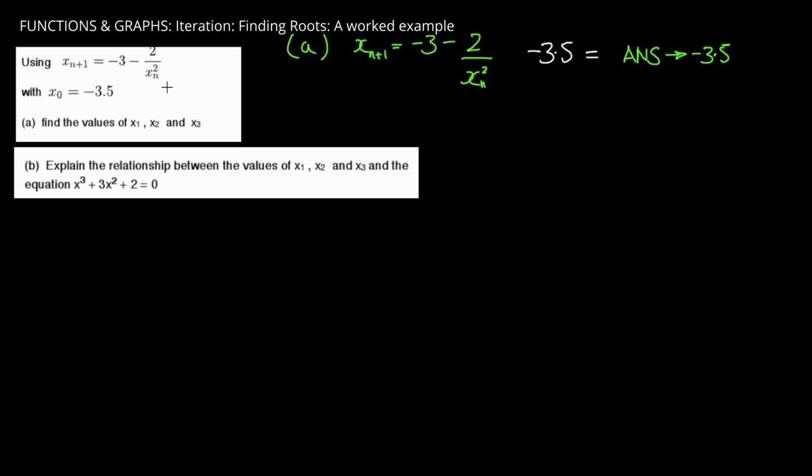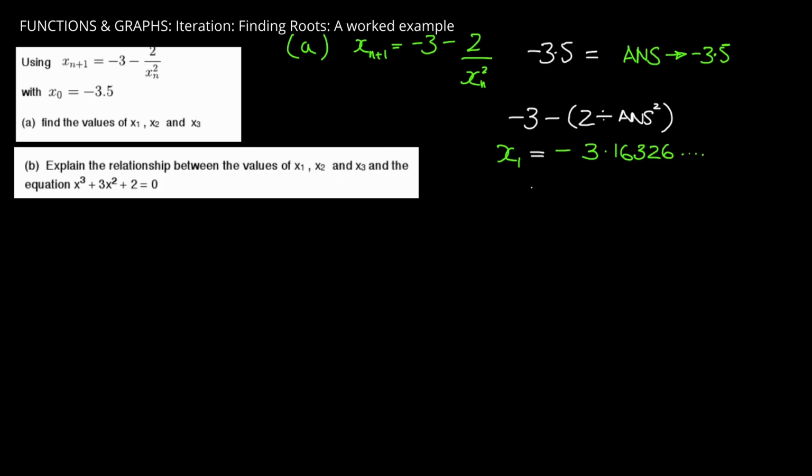So what we now need to do is enter the formula into the calculator with that button answer in place of xn. So our buttons will be minus 3 minus, now this will need a bracket, 2 divided by answer squared, close brackets. Now when I push equals, I will get the value of x1.